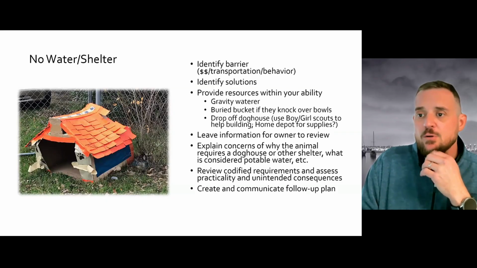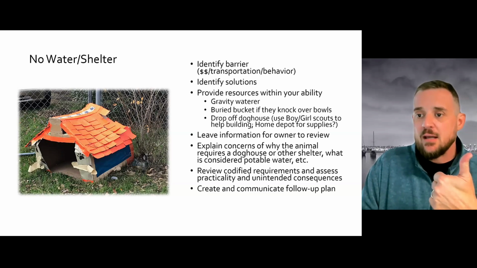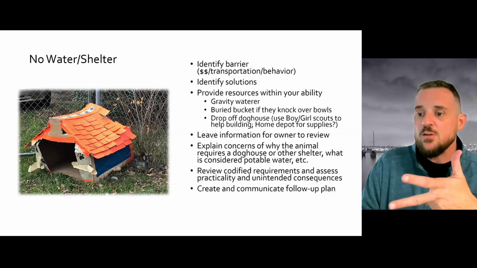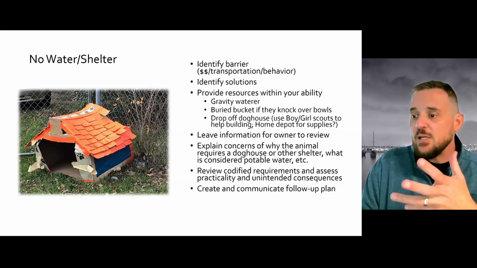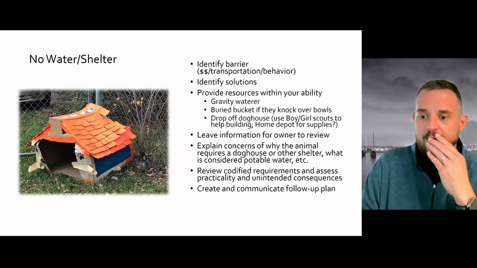No water, no food, no shelter. Every animal control department has 20 of those calls sitting in their queue probably. You want to identify the barrier, figure out what it is. Is it a can't versus won't? See if you can work on some solutions, provide resources within your ability, leave the information for the owner to review. People can't absorb everything when we're just spitting it out at them.